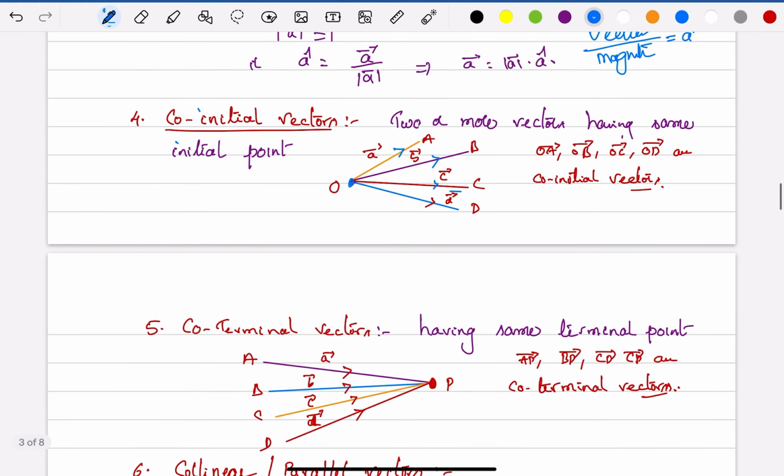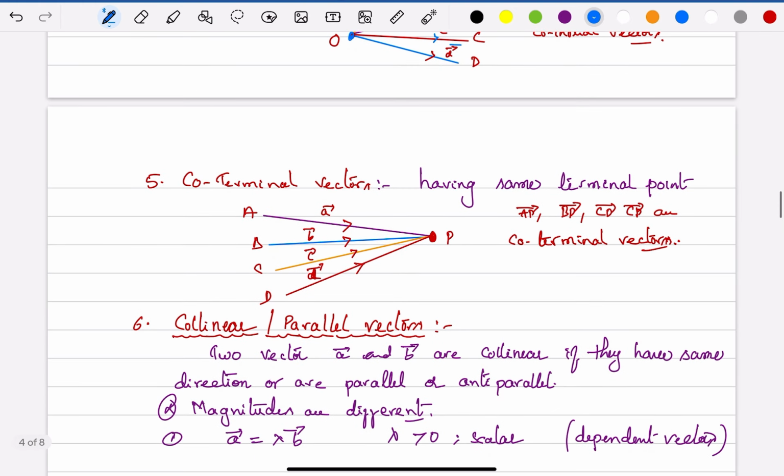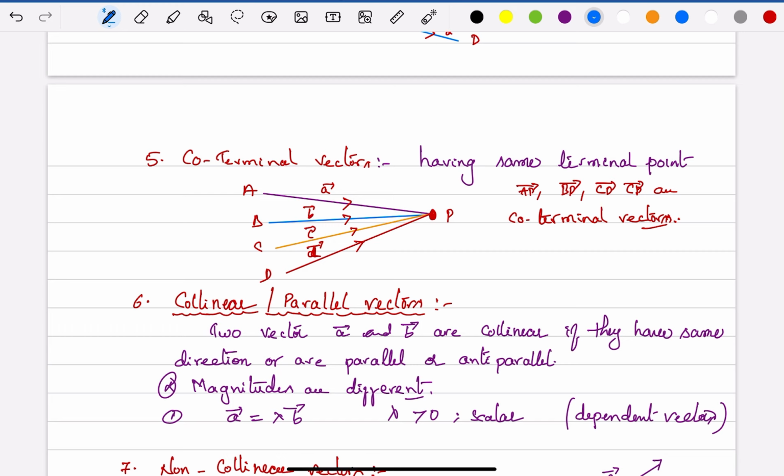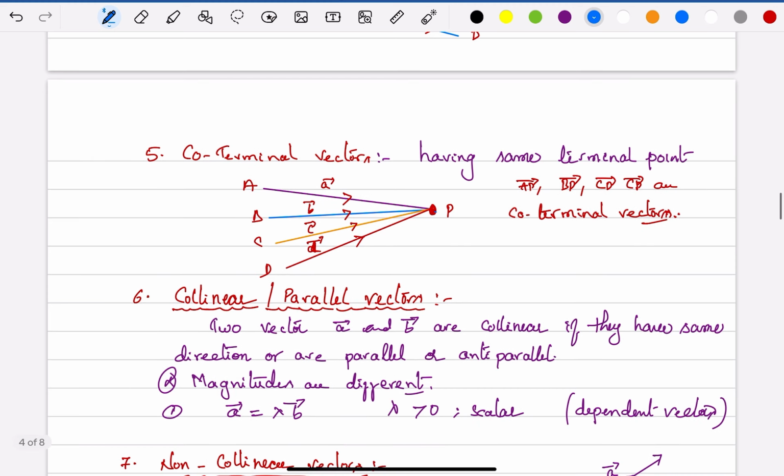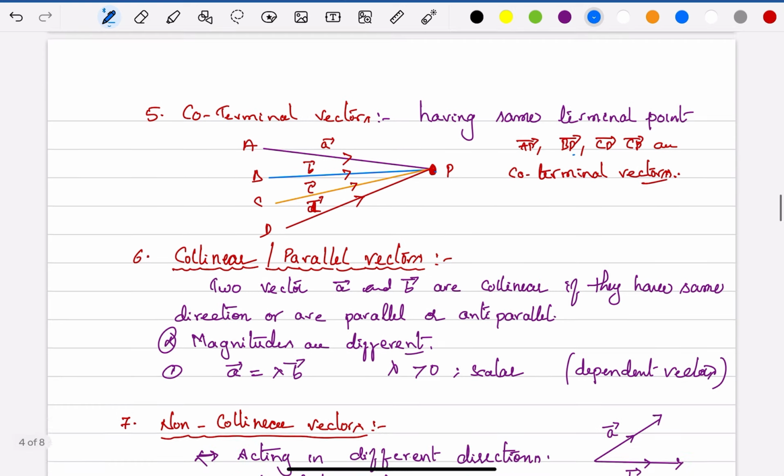These are the co-initial vectors. Next, co-terminal vectors: two or more vectors having the same terminal point are called co-terminal vectors. AP, BP, CP, DP. So P is the terminal point. So AP, BP, CP, DP, these are all co-terminal vectors.